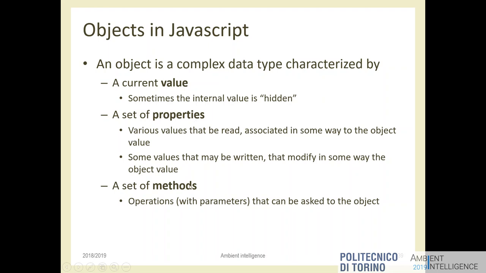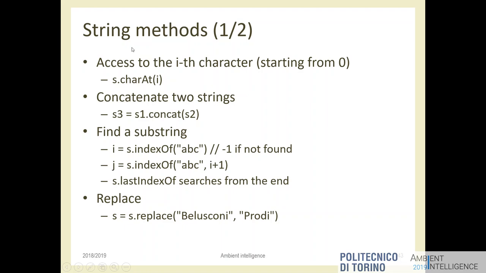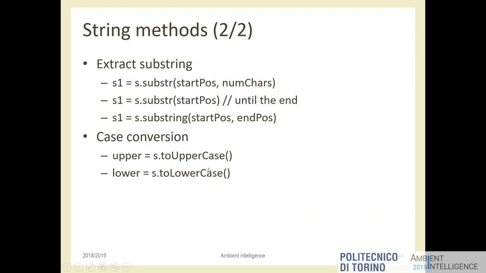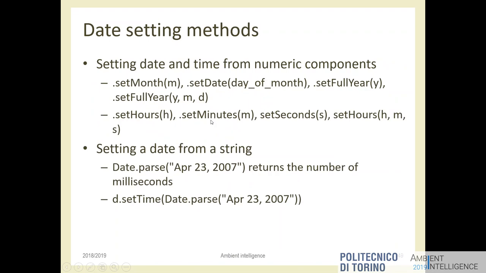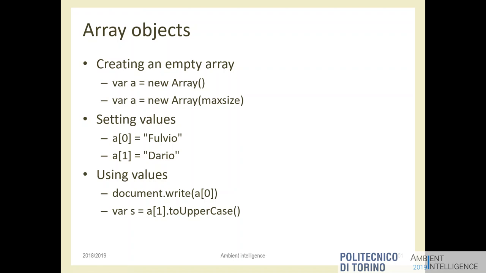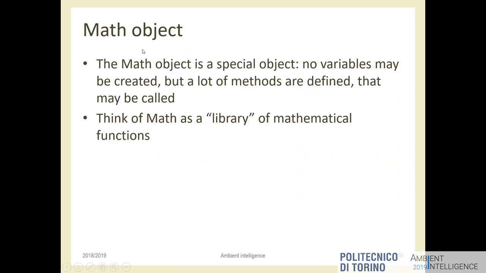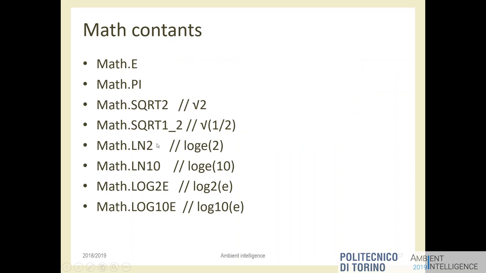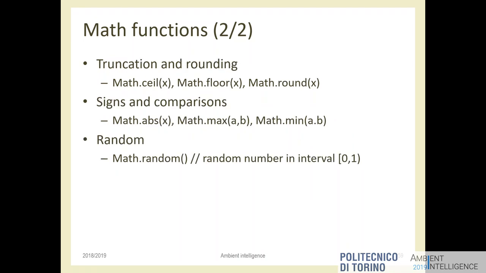There are values, properties, and methods, as in a normal object. Here there are some examples with the date object, which is predefined. The string object has some basic methods for string processing: extracting characters, concatenating, finding, searching, and so on. There are some references here, but it's better to go to the Mozilla developer site. There's an array data type, it's an object. You can add elements, set values, and so on. Concatenating arrays, slicing arrays, sorting them. So, basic behavior for the basic data structures. There's a math object that contains all mathematical constants and functions. Well, we are not excited about that.